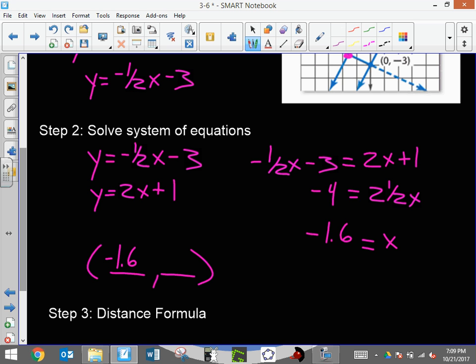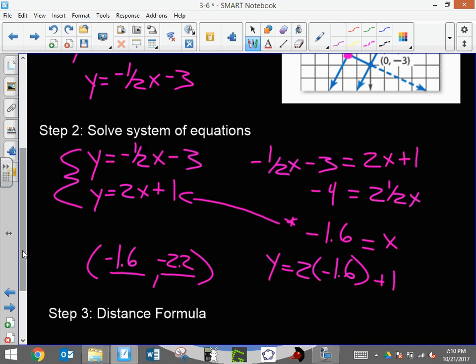Next, I have to find a y value. I can pick either one of these. I'm going to choose the bottom one just because there are no fractions involved in it. So I'm going to plug my negative 1.6 into this equation. I've got y equals 2 times negative 1.6 plus 1 to find the y value of my point. When I plug that in, I get a value that's pretty close to negative 2.2.